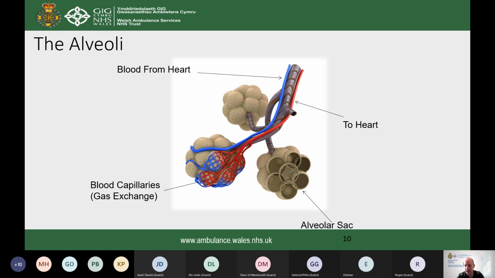Cool. Everyone happy with that little recap on the respiratory system? When we talk about the conditions, it makes sense why we've gone through that and had a little reminder of it.